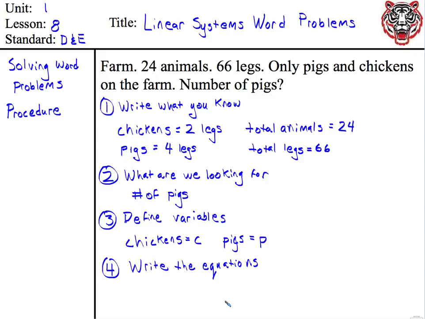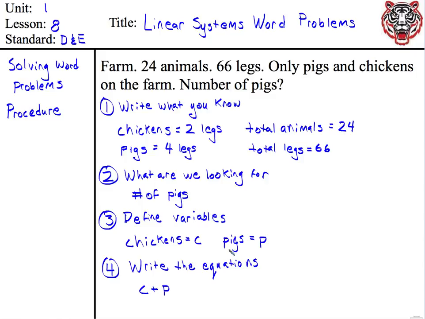Write the equations. Okay, so how can we somehow combine the information we have from step 1 but turn it into variables and an equation? This is the hard part, so we'll make sure we think about this. C plus B? No, I'm just kidding. Maybe C plus P. I said P. No, you said B. Oh shoot.